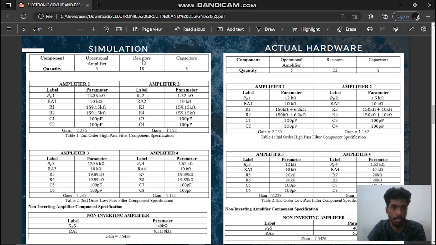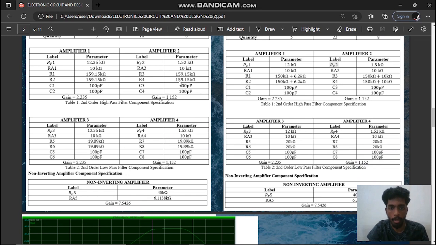As you can see, the number of resistors we used for simulation was 18, but for actual hardware there were 22 resistors. This is because for R1, R2 and R3, R4, instead of using 159.15 k ohm, we used 150 k ohm plus 6.2 k ohm, and also 150 k ohm plus 10 k ohm, because we cannot find 159.15 k.